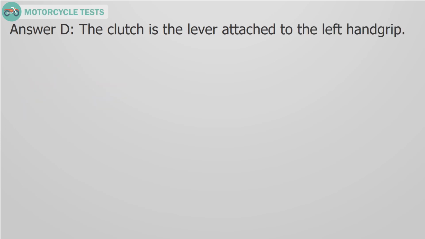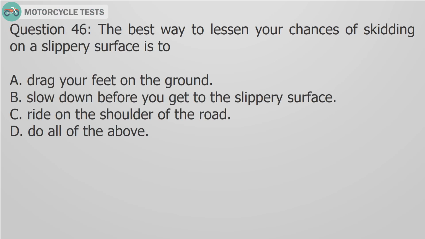Answer D. The clutch is the lever attached to the left hand grip. Question 46. The best way to lessen your chances of skidding on a slippery surface is to A. Drag your feet on the ground, B. Slow down before you get to the slippery surface, C. Ride on the shoulder of the road, D. Do all of the above.